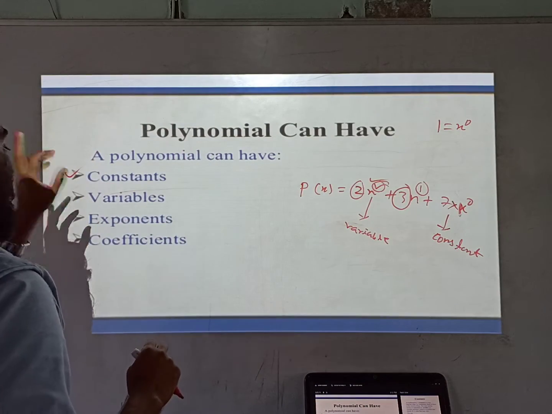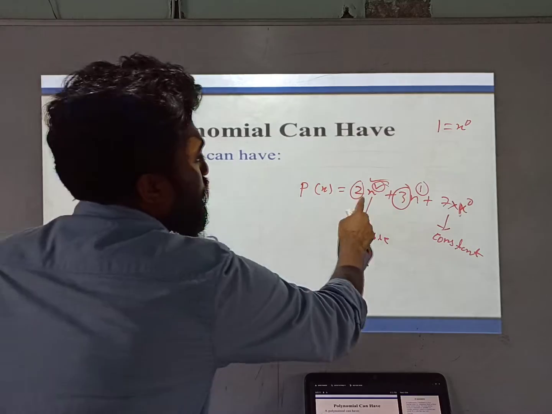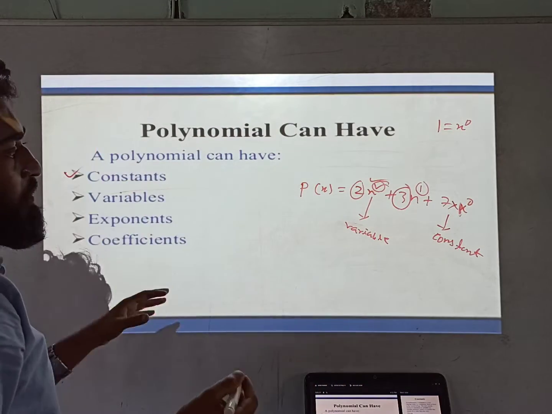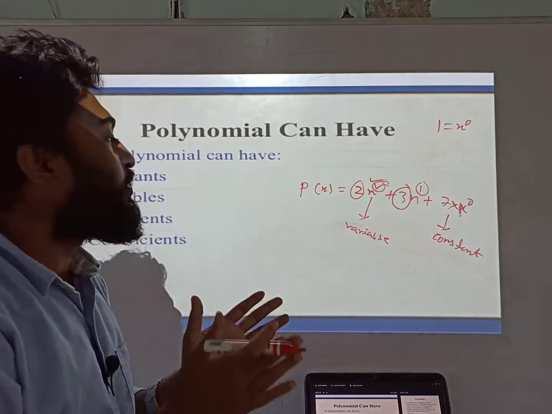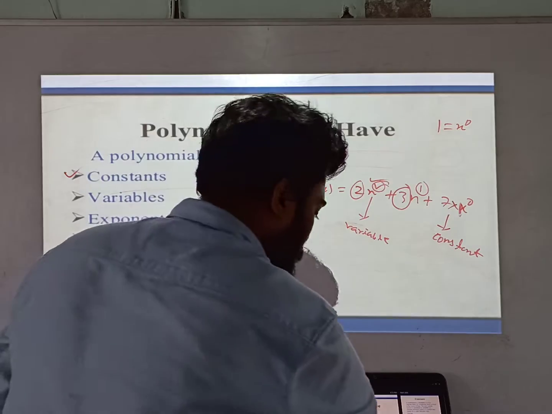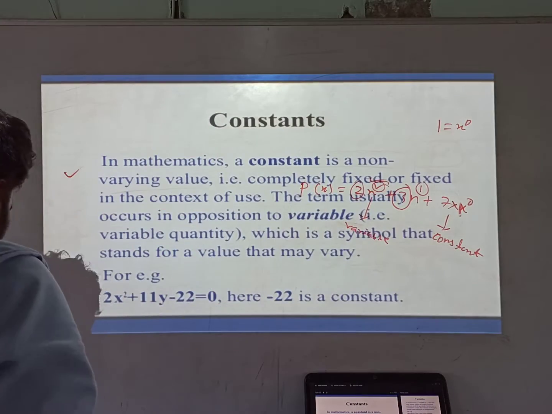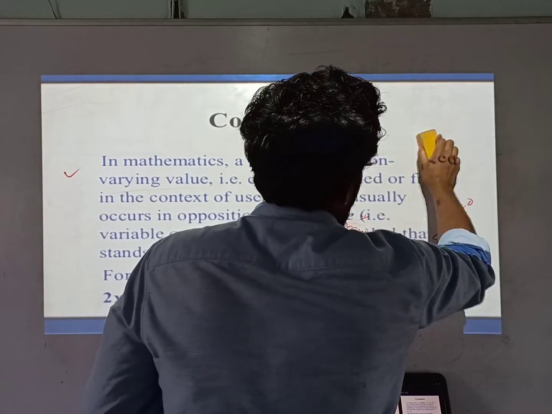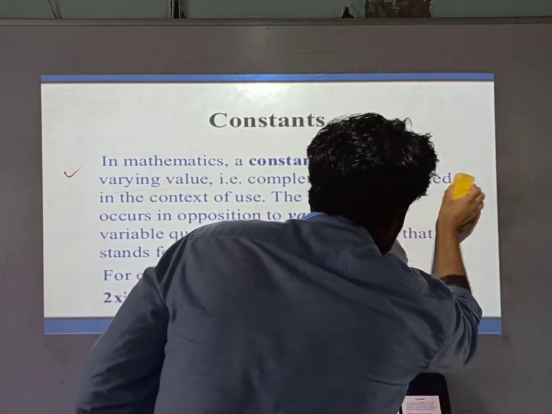So constant is there, variable is there, exponent is there, and coefficients, that is 2, 3, and 7. They are the coefficients of this polynomial. So polynomial is made out of these 4 components. Got it? Very simple thing. Next, constants. Constant means in mathematics some numbers or elements which do not vary.